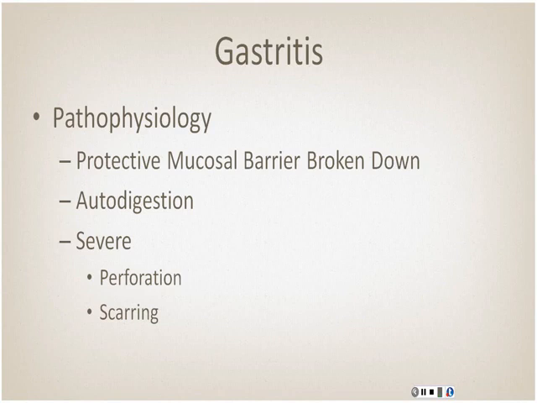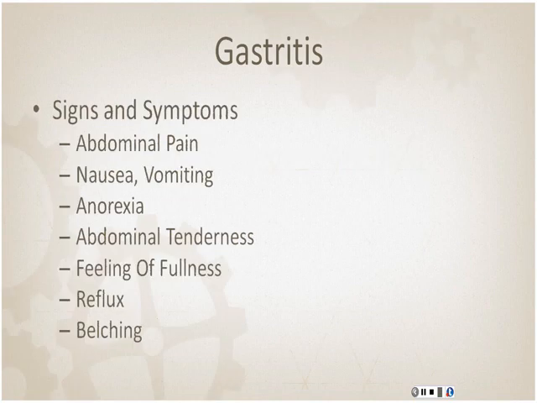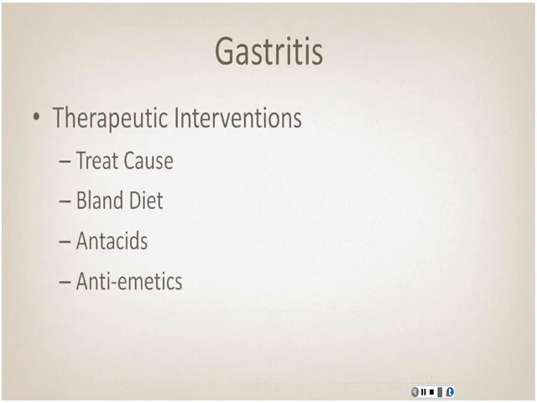As mentioned, the inflammation can be acute or it can be chronic and occur over time. Chronic gastritis is classified as type A or type B. So this happens when the protective mucosal barrier is broken down, and then autodigestion by the hydrochloric acid and pepsin occurs. With severe gastritis, mucosa can become gangrenous and perforate, which can then lead again to peritonitis. Scarring can also occur, which can cause pyloric obstructions as well.